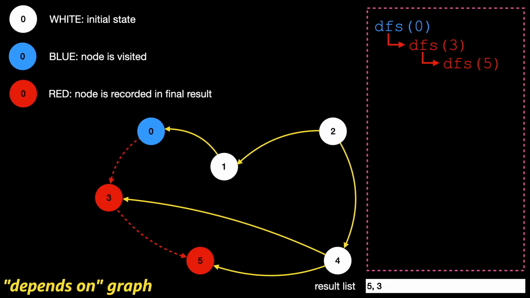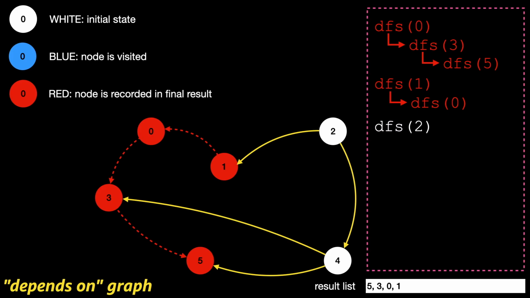Then we trace back to node 0. Same logic. We complete the processing of 0, marking it as red and putting 0 into the result list, and we start the next node 1. Then we move on to the next node 1, marking it as blue. We process node 0. We notice 0 is red, so we can simply ignore 0. Then we trace back to 1. We finish 1, marking it as red, and put 1 in the result list.